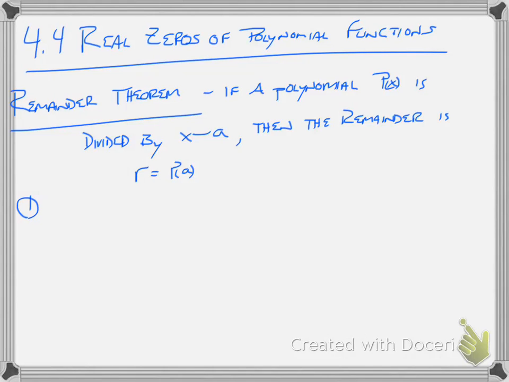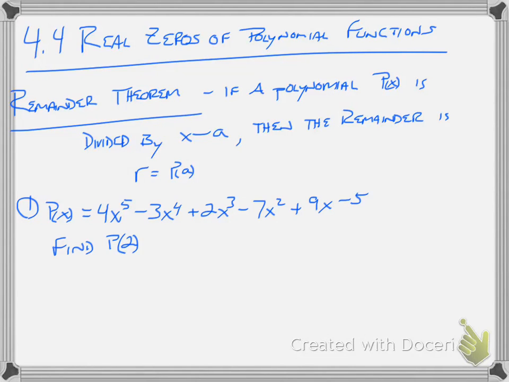For this first example, we're given a polynomial p of x equals 4x to the fifth minus 3x to the fourth plus 2x to the third minus 7x squared plus 9x minus 5. And we're going to find p of 2. We're going to do this two ways. The first way is what you would normally do when you're finding p of 2 or f of a number. You're going to plug that number in for x.